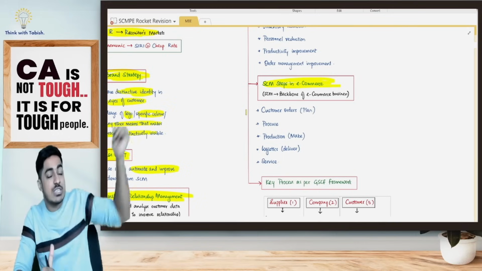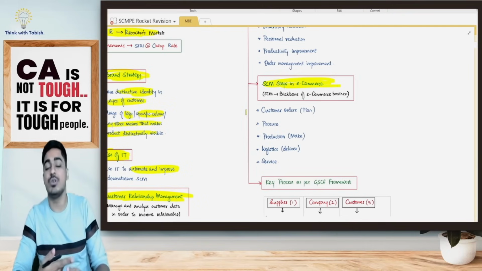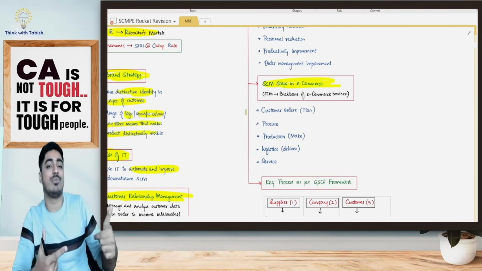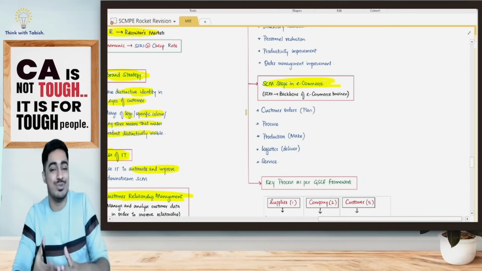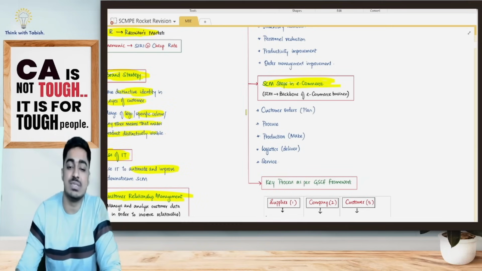Now, the same set of steps. Plan will be based on the customer's order. Based on my plan, I will procure my raw materials. Based on that, I will produce. Based on that, I will deliver, which is my logistics. And finally, I'll be giving service.